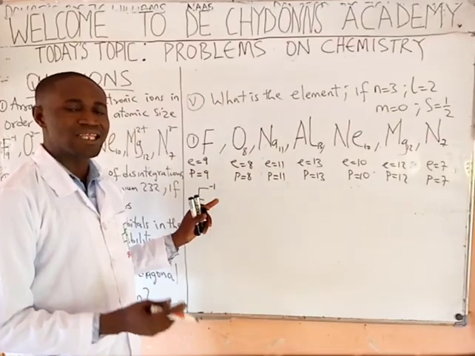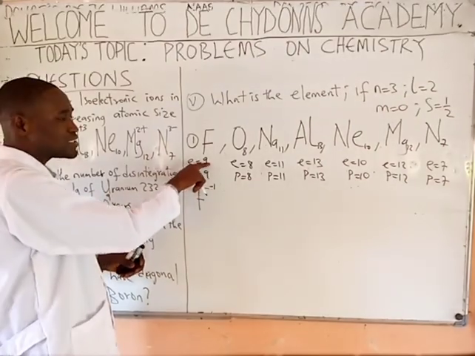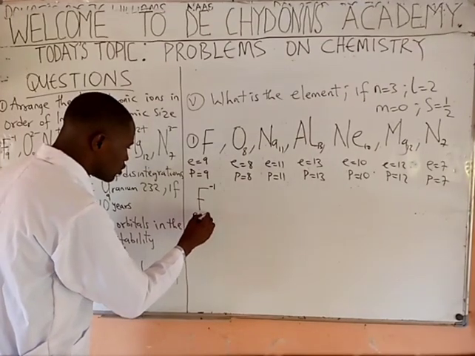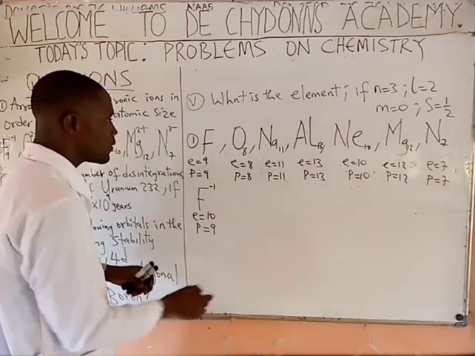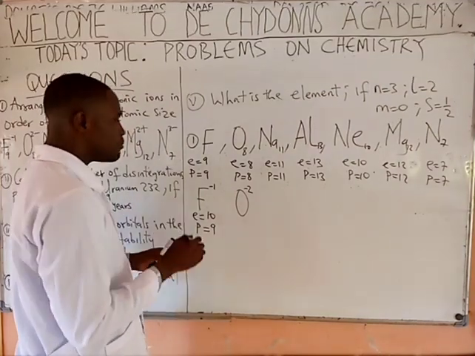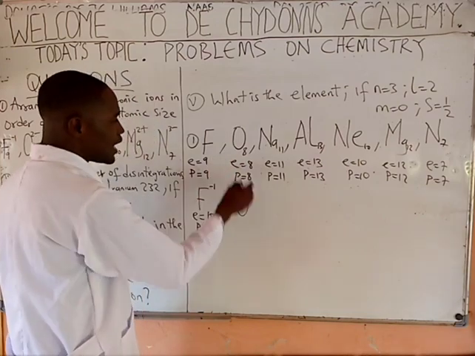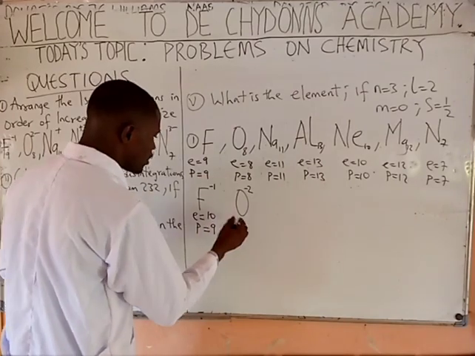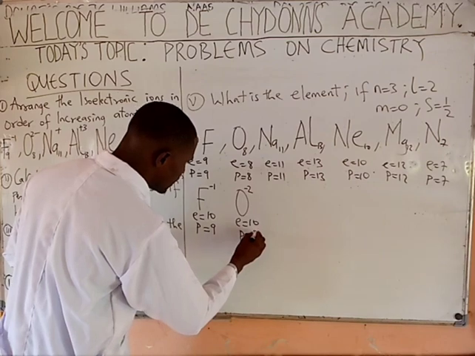An anion has a tendency to gain an electron. So once this gains an electron, the electron count will increase by 1. Electron equal to 9 plus 1, 10, while the proton will retain its number. Then this one, oxygen minus 2, simply means that the electron will gain 2 extra, making electron equal to 10, proton equal to 8.